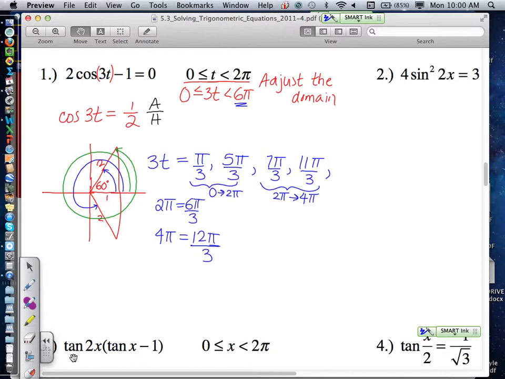So if I add 12 here, I get 13 pi over 3. Adding 12 here gives me 17 pi over 3. That solves for 3t.